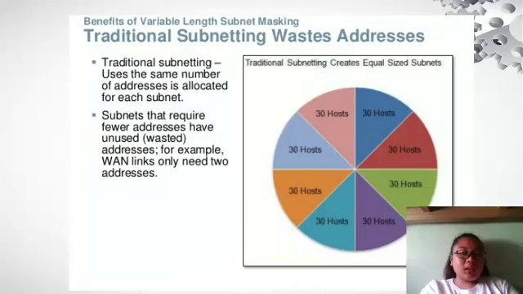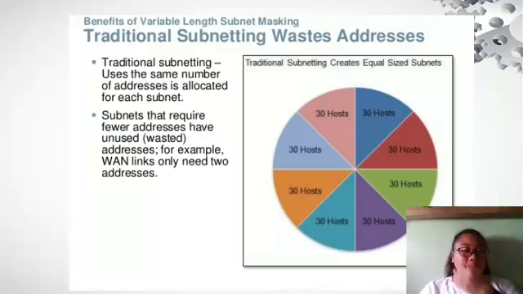Traditional subnetting based on addresses. In traditional subnetting, the same number of addresses is allocated for each subnet. Subnets that require fewer addresses have unused or wasted addresses. For example, one link only needs 2 addresses, as shown in this figure. This is the traditional subnetting with equal size subnets.